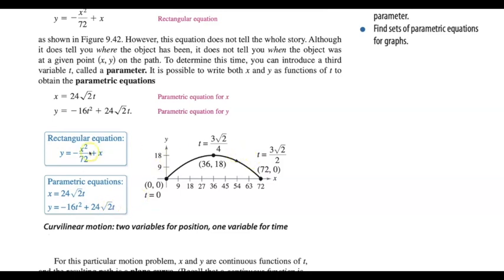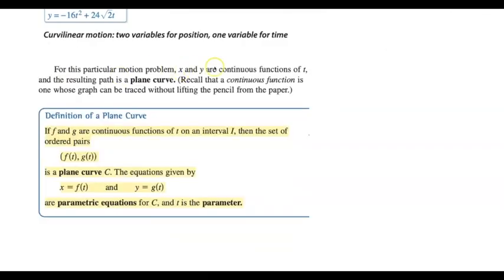So in this lesson, we're going to talk about how to break a graph down into parametric equations and vice versa. For a particular motion problem, x and y are continuous functions of t, and the resultant path is called a plane curve, which is a continuous function. So basically, the x is its own function, the y is its own function. We're going to see x is equal to f of t and y is equal to g of t. We call those parametric equations, and t is known as the parameter.